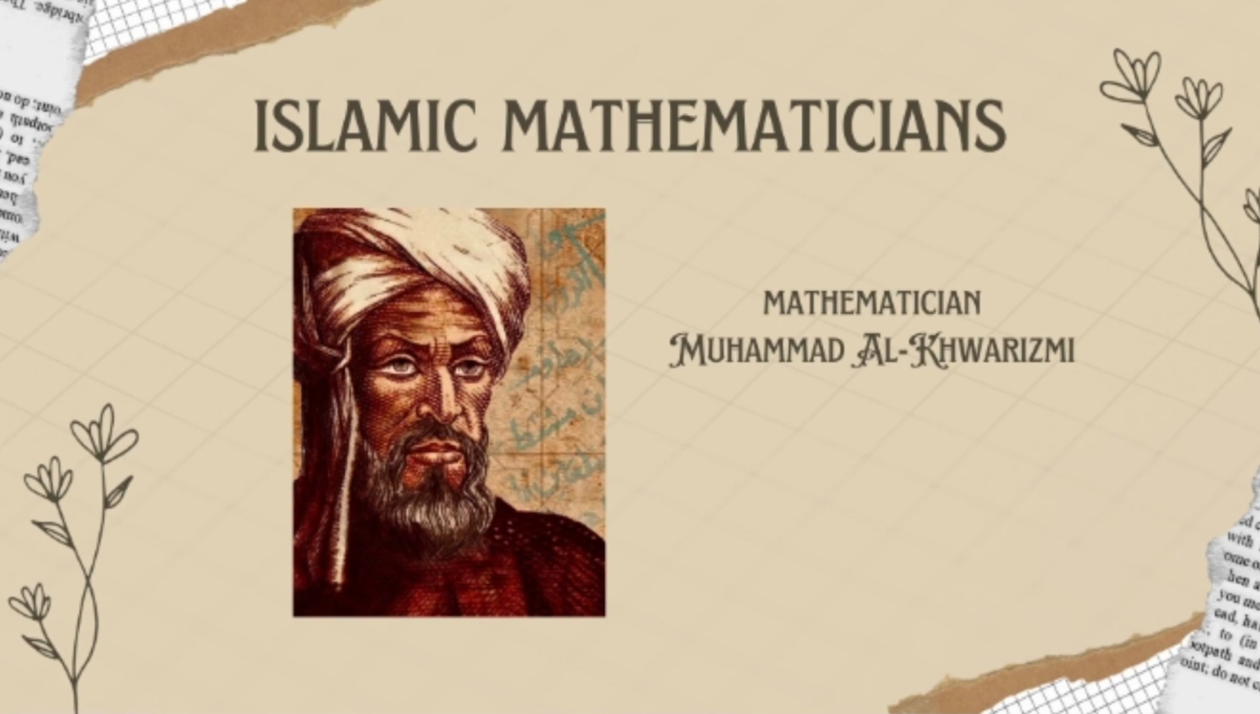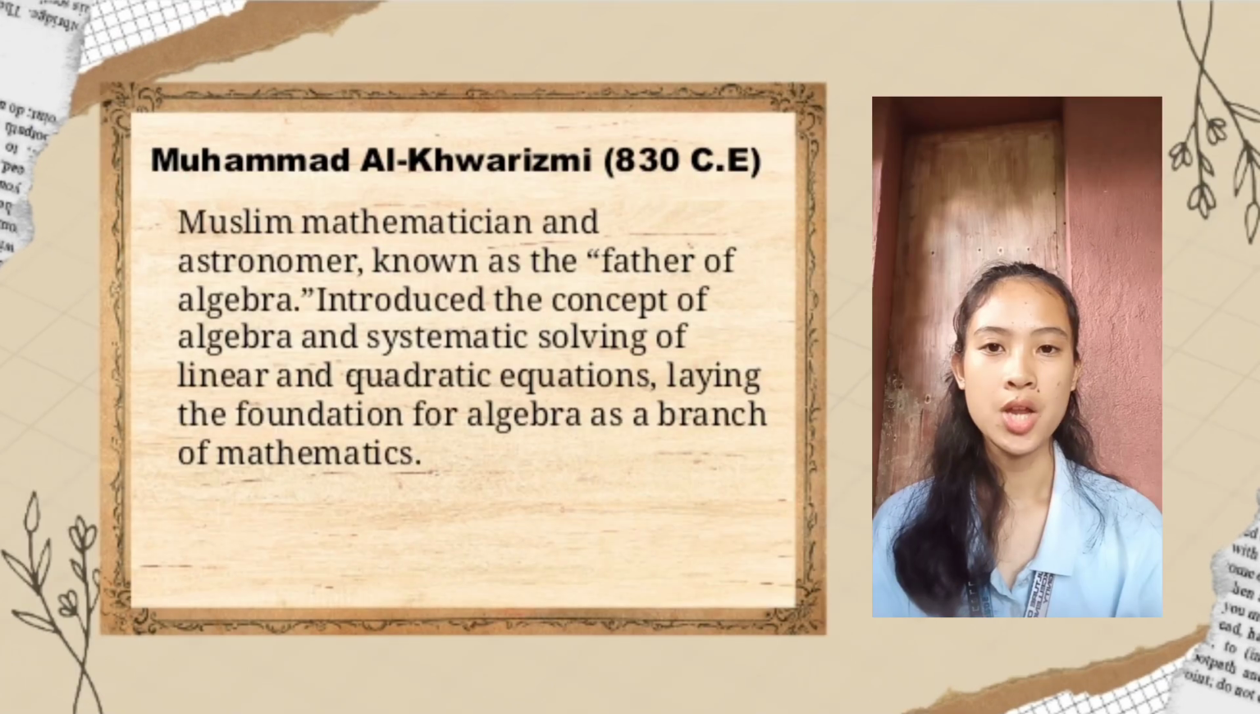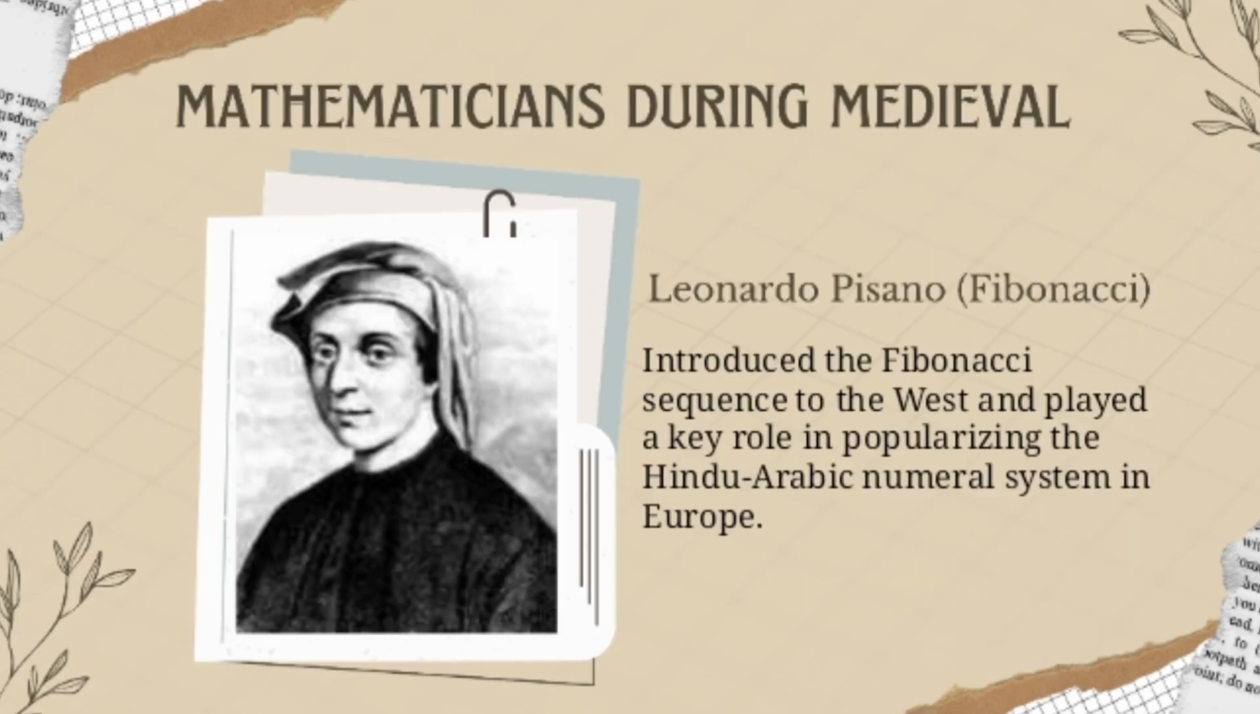A mathematician in Islamic civilization that has a great contribution in mathematics is Muhammad al-Khwarizmi, known as the father of algebra, in 830 Common Era. He introduced the concept of algebra and systematic solving of linear and quadratic equations, laying the foundation of algebra as a branch of mathematics.